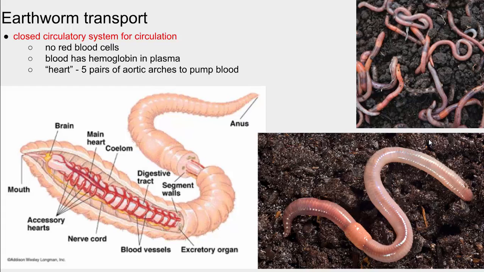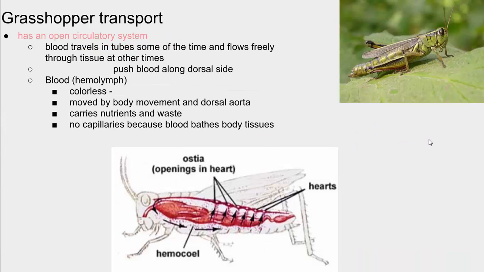They have what are called aortic arches. It's sort of like their heart. It's not technically a heart, but they contract to pump blood through the circulatory system of the worm, and that brings blood to all the various parts of the worm, distributing it to all of the tissue within the earthworm. So that's a closed circulatory system. An example of an open circulatory system are insects.